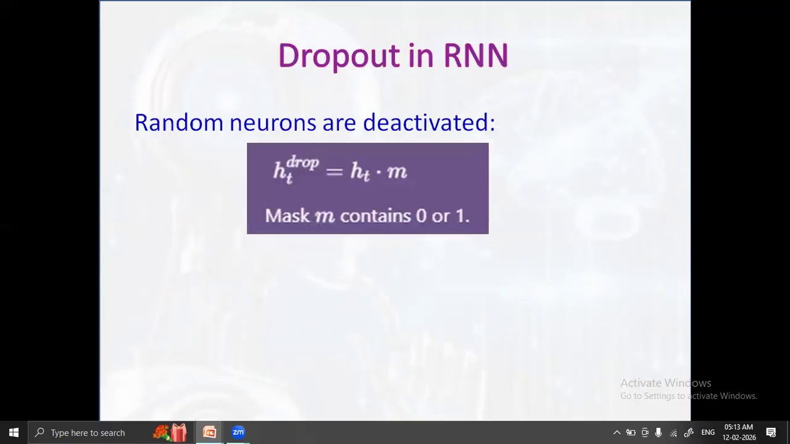Next, what do you mean by dropout in RNN? We have seen this in the previous lectures. Dropout is a regularization technique where certain neurons are randomly deactivated. Dropout means some neurons will be deactivated during training. By multiplying the hidden state with a binary mask, some activations are set to 0. This forces the network to avoid relying too heavily on specific neurons and encourages the learning of distributed, robust representations.